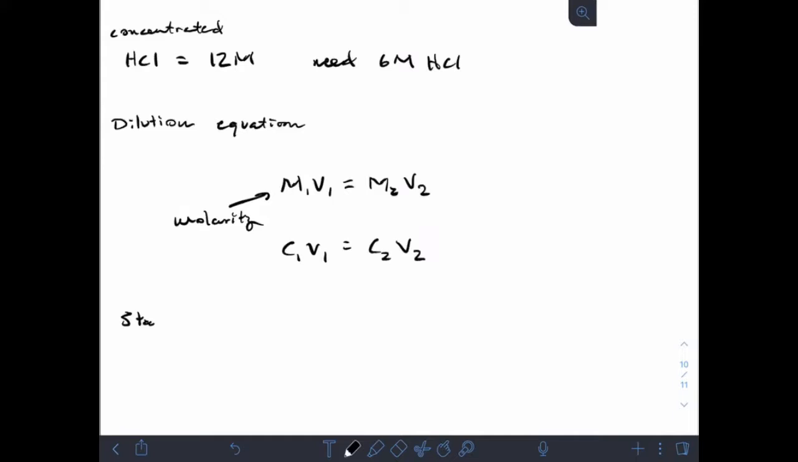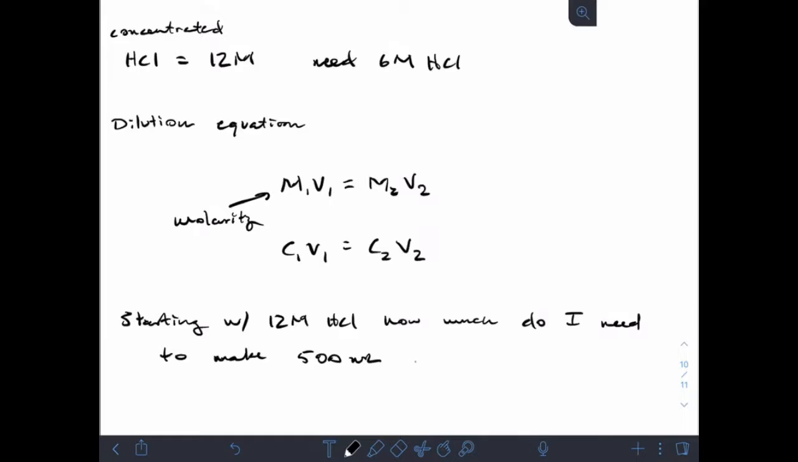Starting with 12 molar HCl, how much do I need in order to make 500 milliliters of 6 molar solution? In other words, what is my starting volume of HCl in order to dilute it to 500 milliliters of 6 molar solution?